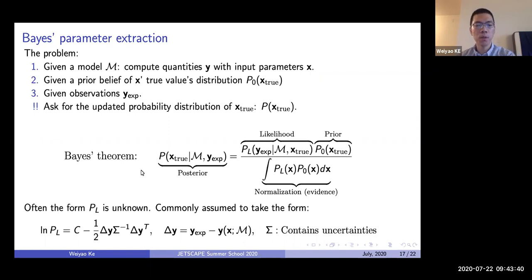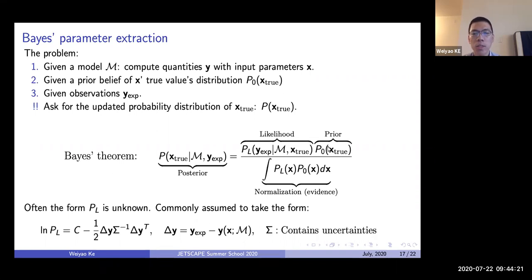And this problem is solved by Bayes' theorem, where the posterior of the parameter given the model and the experimental data equals the so-called likelihood function times your prior belief, divided by a normalization, because it's a probability distribution, so you have to normalize it to one. For this lecture and exercises, we're not so interested in the normalization, the so-called evidence. We're more focused on the prior and the likelihood function.